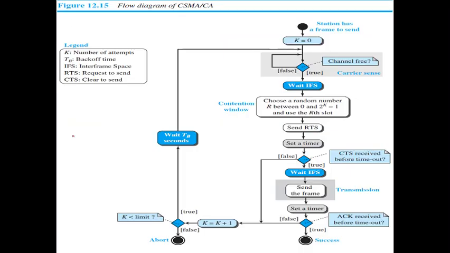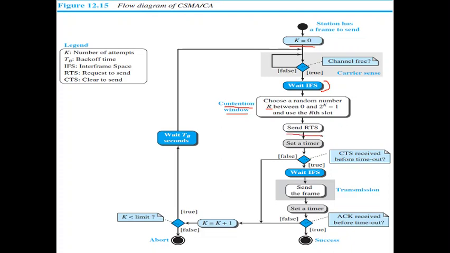So this is the flow diagram of CSMA/CA. Whenever there is a frame from the station, initially it will initialize the k value equal to 0. Then it will sense the medium continuously. If the medium is found idle, it will wait for IFS time, and then choose a random number r between 0 and 2 to the power k minus 1, and wait for some period of time, that is the contention window. After that, it will send the RTS.